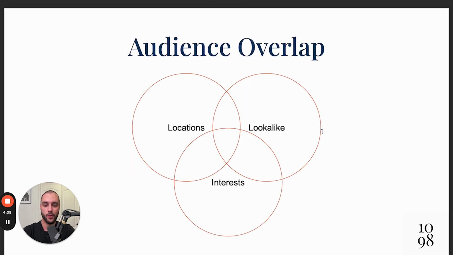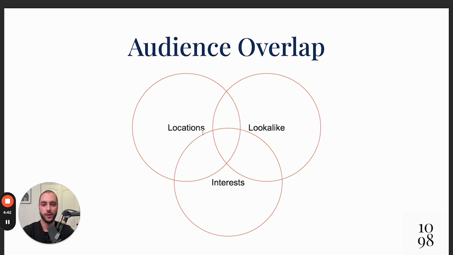Now, the reason they're saying that this strategy doesn't work, we'll start getting into that. The reason they're saying this strategy doesn't work is because of something called audience overlap. So basically you can see here in this diagram, we have the locations audience that I created, the lookalike audience that I created, and the interest audience that I created. And they're all overlapping, right? So what this means is there's going to be some people who are in all 3 audiences or in some of this one, some of this one, whatever. As you can see, they overlap, right?